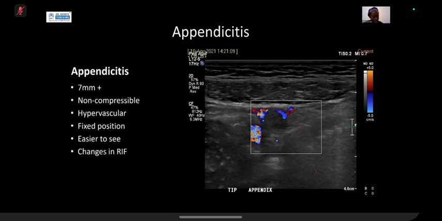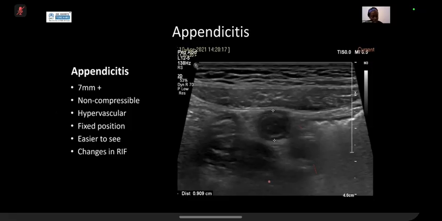On the transverse image, this is called a target sign. So you get a hypoechoic fluid-filled center of your appendix, and then you get your inner mucosal, submucosal ring, which are also hyperechoic, and then right around the outside is your hypoechoic area. So this is called your target sign, and then you'll see there'll be a halo of mesenteric fat around the appendix that's echogenic.